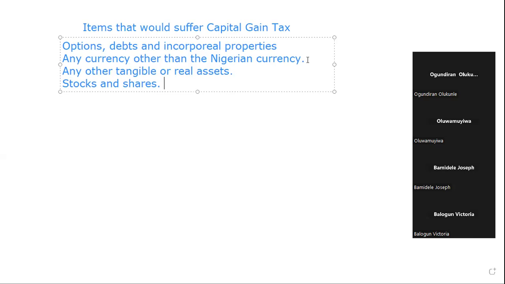Yes. Hello, sir. Yes, please. Please, what is incorporeal properties? Incorporeal properties are basically intellectual properties or intangible assets. Like anything other than the real assets is incorporeal.